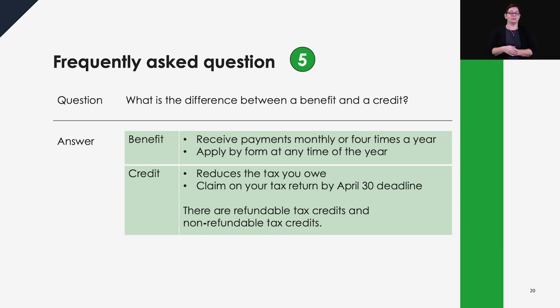When doing your taxes, you can also claim credits to reduce the amount of tax you owe. There are refundable tax credits and non-refundable tax credits. Depending on the type of credits you can claim, the amount of tax you owe will either be smaller or zero, or you will get a refund. For instance, the disability tax credit and the tuition tax credit. Now, I bet you're asking yourself the following question.